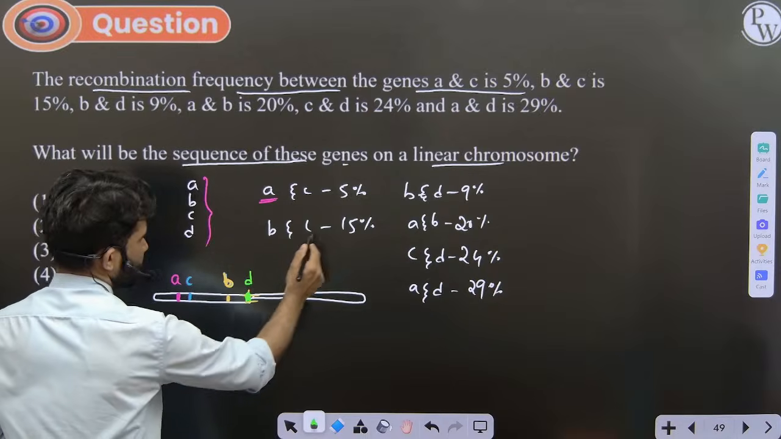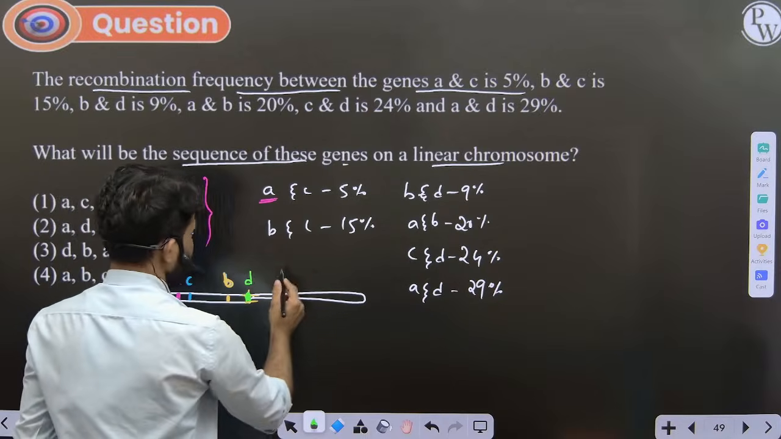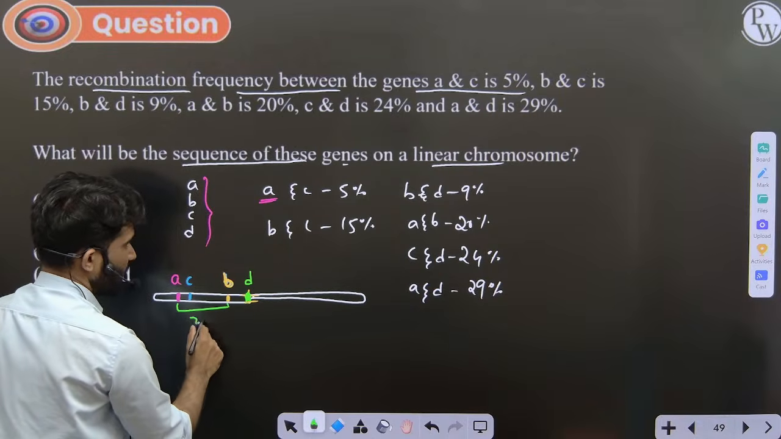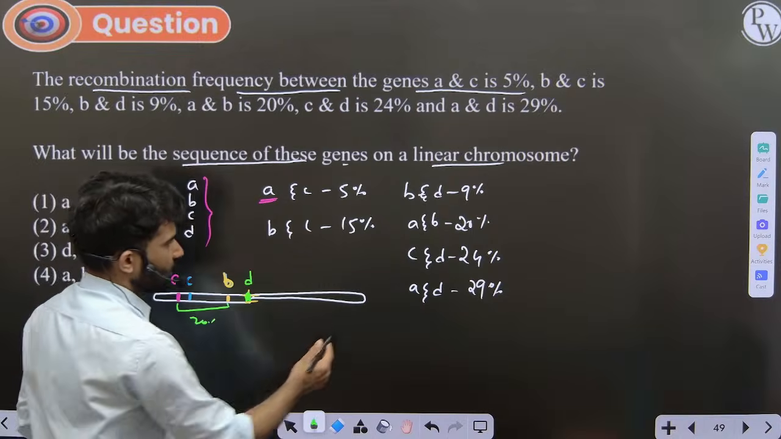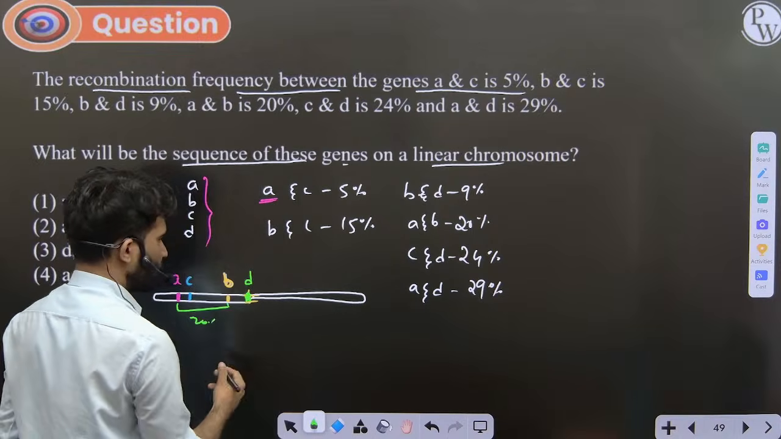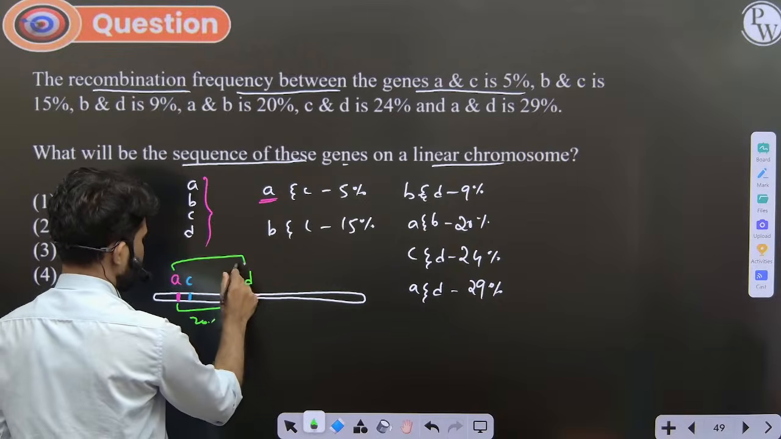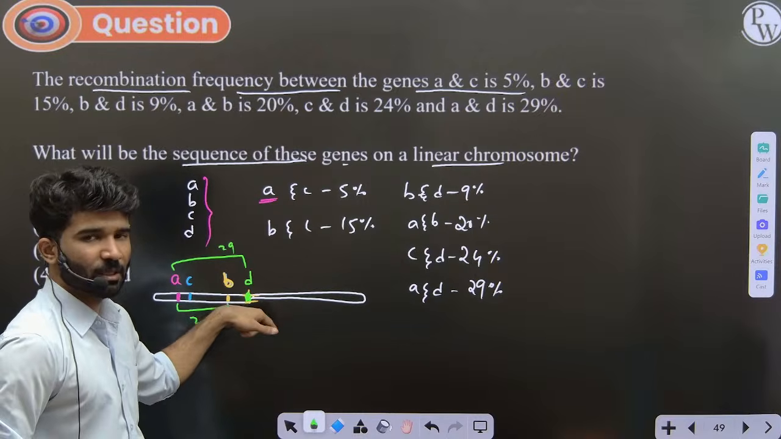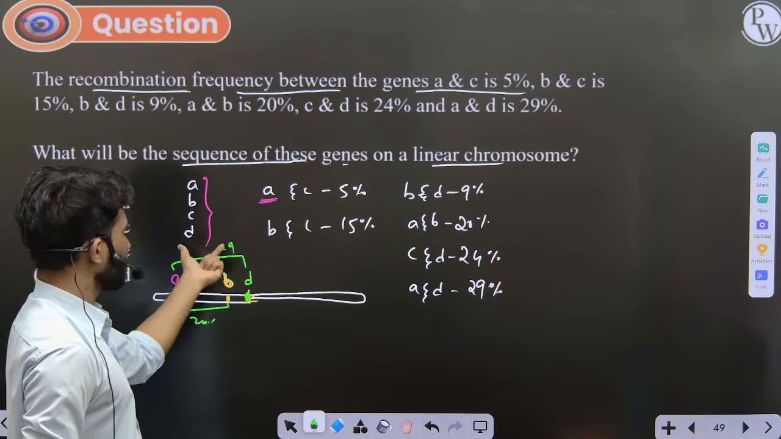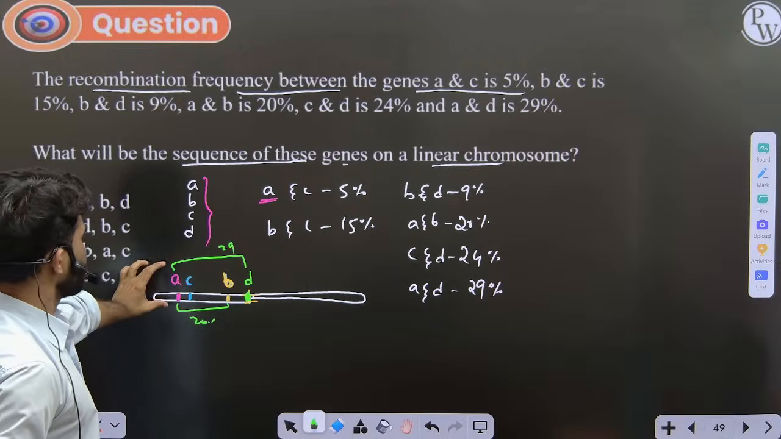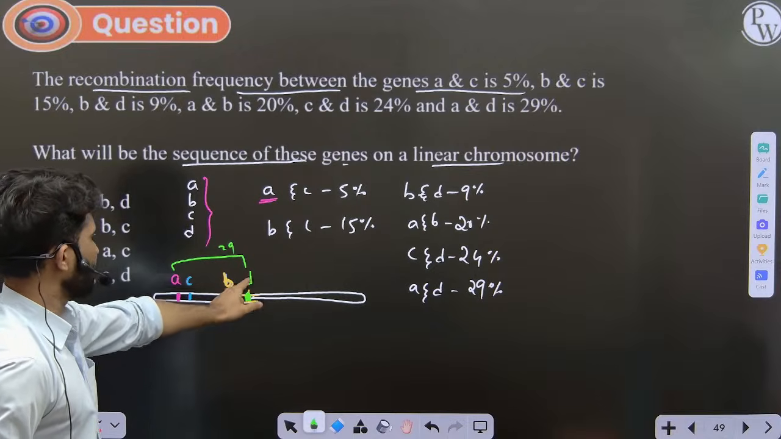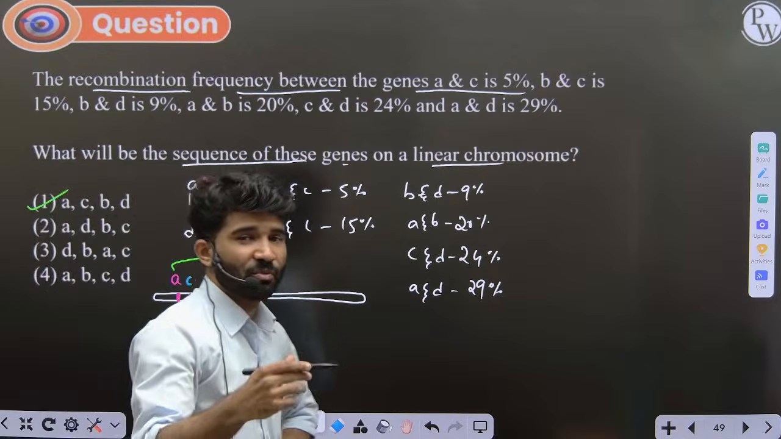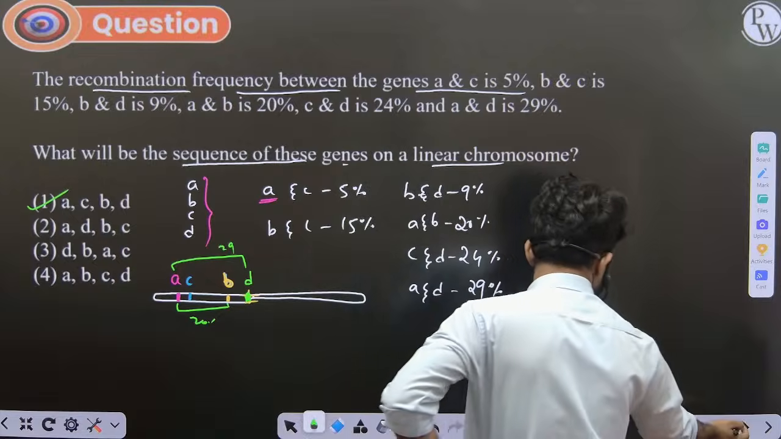B and C is 15%. And A and B is 20%. In C and D it is 24%. The last one is 28%. Where the frequency is more, the distance is more. So what is the correct sequence here? A, C as well as B and D. So the first option is correct, based on their frequency of recombination.